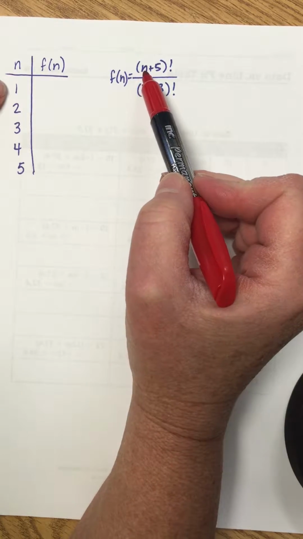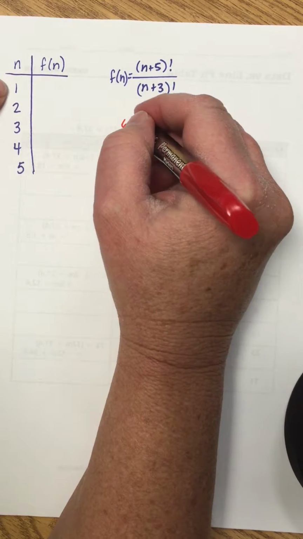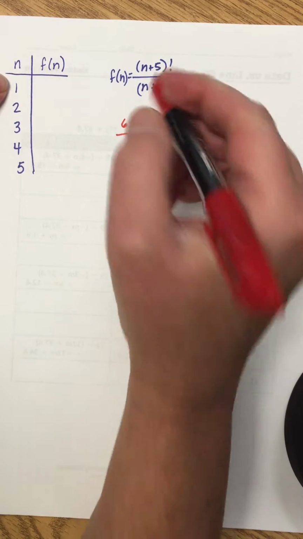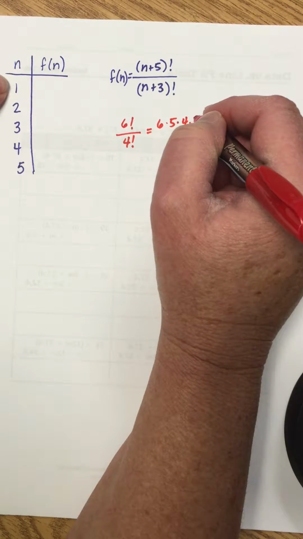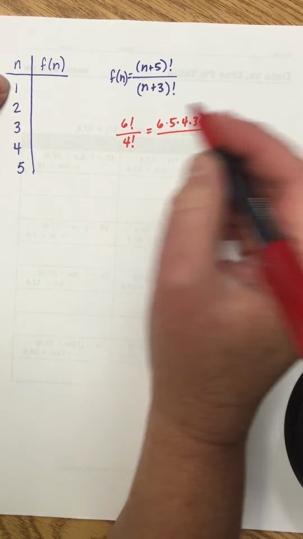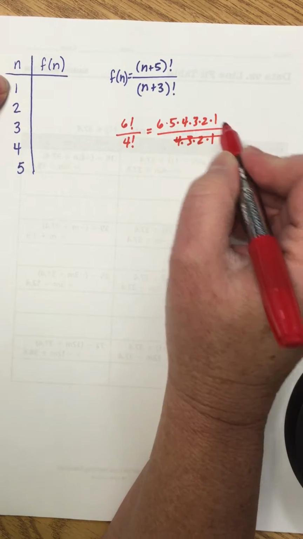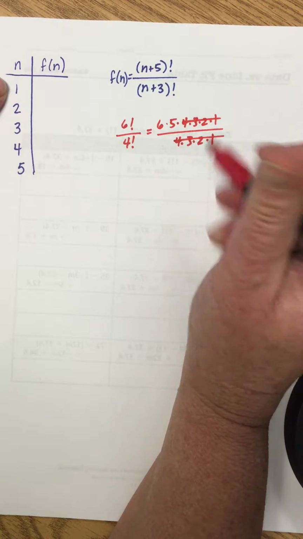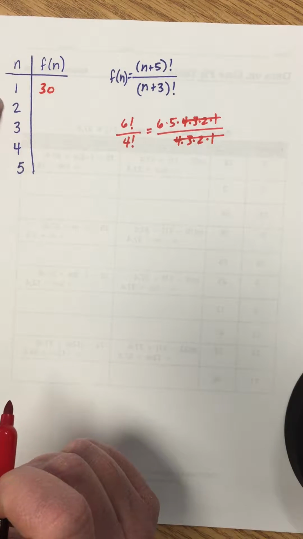So if our input is 1, then what we want is 1 plus 5, which is 6 factorial. So we're going to get 6 factorial divided by, again, our n is equal to 1, so 1 plus 3 is 4 factorial. Now if we expand this out, we know that 6 factorial is 6 times 5 times 4 times 3 times 2 times 1. And on the bottom we know that 4 factorial is 4 times 3 times 2 times 1. So all of these factors, top and bottom, that are 4 and less are going to reduce, and we're going to be left with 6 times 5, which is 30, so our first output is 30.